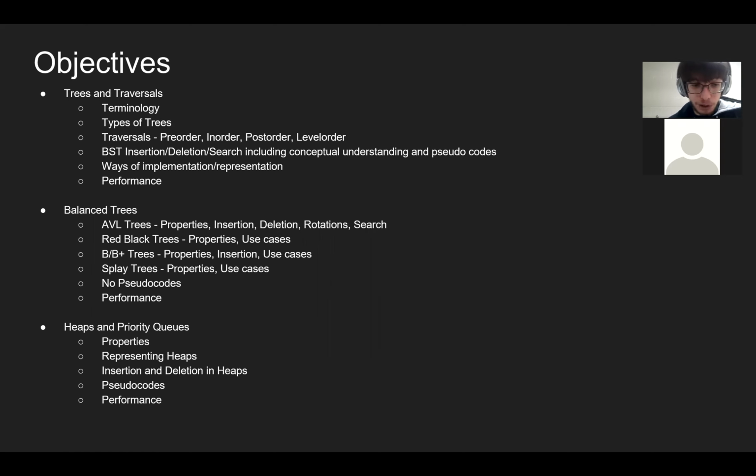And then for heaps and priority queues, you'll have to know properties, pseudocode, representing heaps, and insertion and deletion in heaps. There is pseudocode there because it's a little bit simpler than balanced trees, hopefully, and less expensive. But okay, let's dive in.